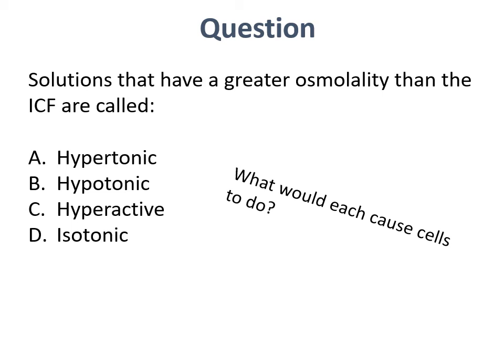So if we use, say, for example, a hypertonic fluid, and then the hypertonic fluid, as it's going through the capillaries, goes into the tissues. So now there's more concentration of solutes in the interstitial tissue. It's going to pull water out of the cells. It's going to shrink the cells.